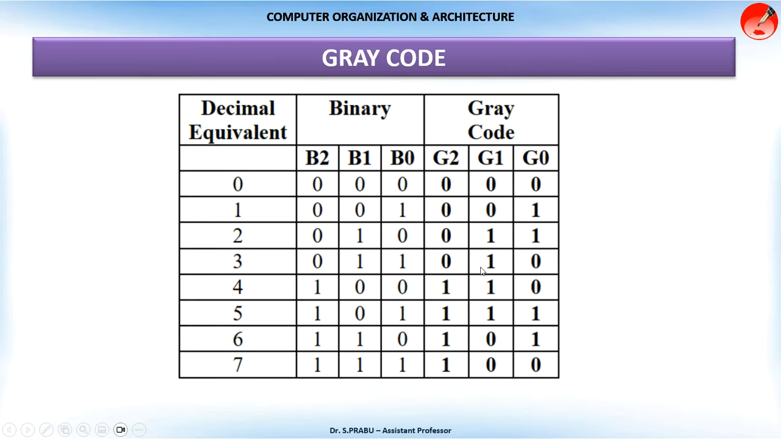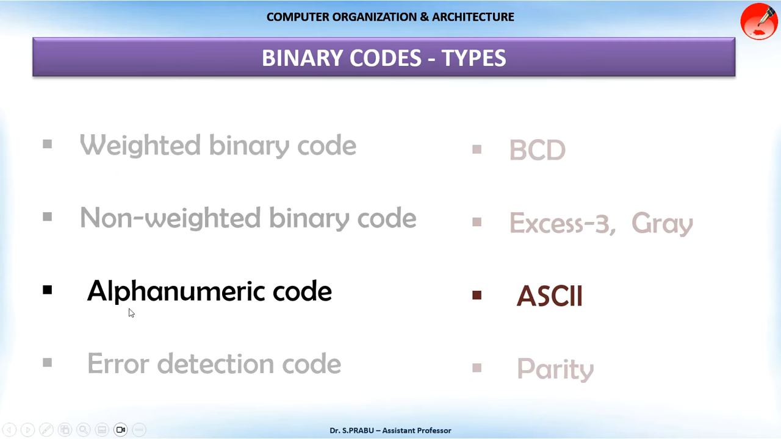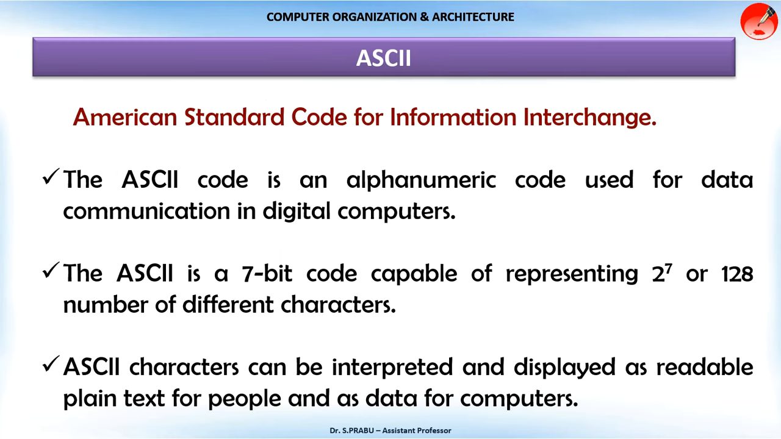This is 3-bit Gray code. Let me see what are the different sizes of Gray code. And the next binary code is alphanumeric code. The best example is ASCII code. ASCII is the alphanumeric code used in digital computers to represent and exchange data.